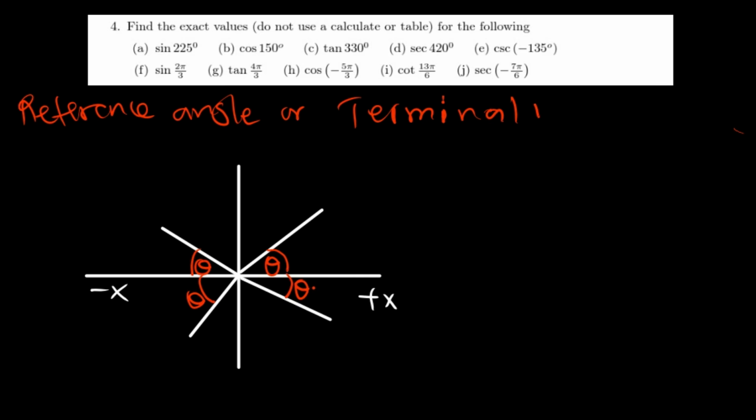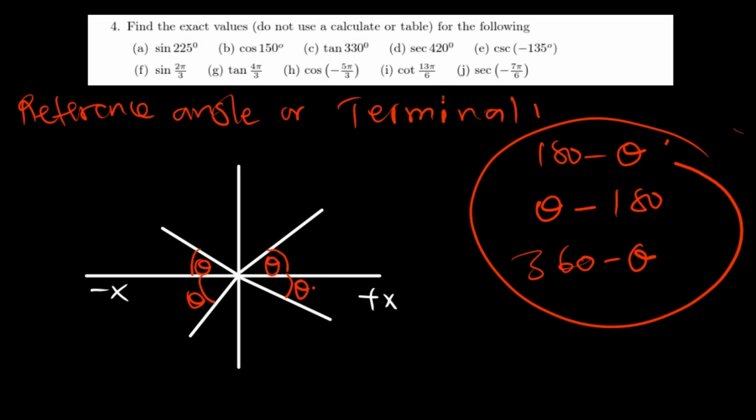If it falls in the second quadrant, you say 180 minus that theta. If it falls in the third quadrant, to find the reference angle, you say the theta that you have minus 180. If it falls in the fourth quadrant, it's 360 minus theta. These are the things that we're going to be using to find the reference angle. A good example is question 1 here.